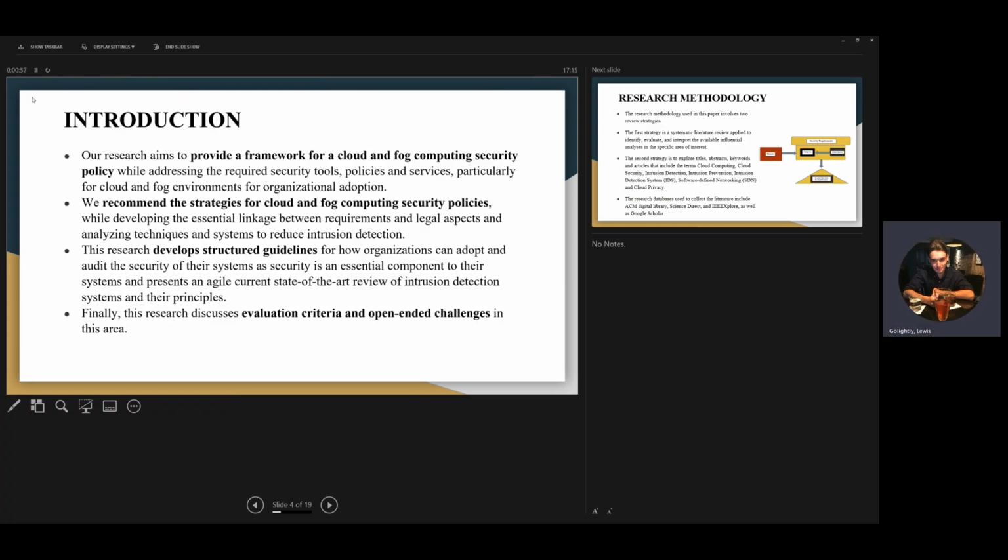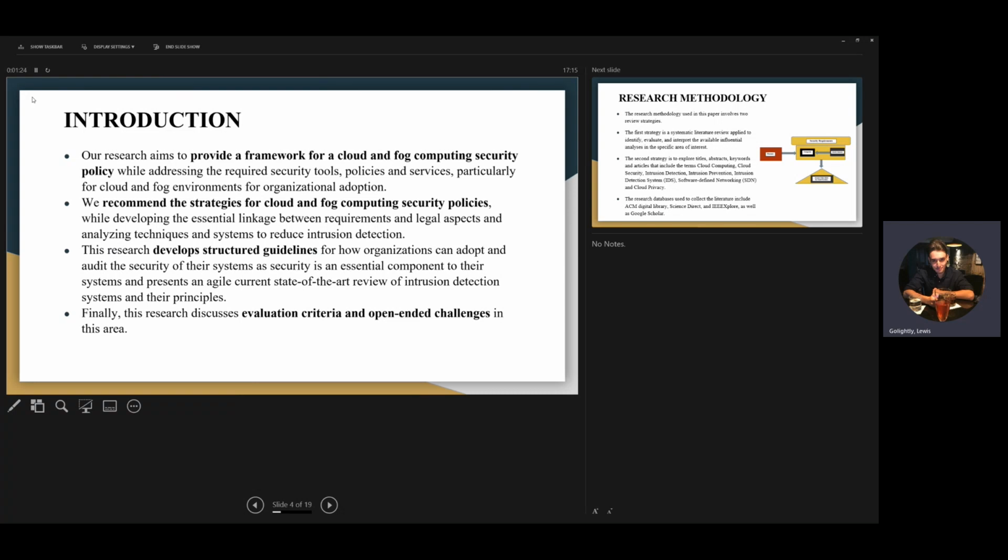So it's the introduction. So our research paper aims to provide a framework for a cloud and fog computing security policy whilst addressing the required security tools, policies, and services, particularly for cloud and fog computing environments, and that can be used for organizational adoption. We recommend the strategies for cloud and fog computing and security policies while developing the essential linkage between requirements and legal aspects and analyzing techniques and systems to reduce intrusion detection.